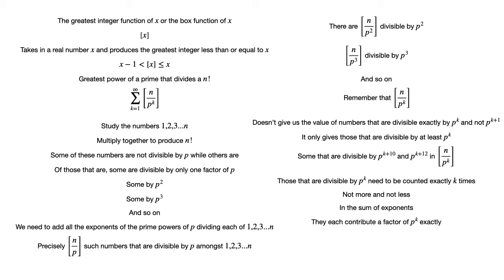Also note that those that are divisible by p to the k need to be counted exactly k times, not more and not less, in the sum of exponents as they each contribute a factor of p to the k exactly. To do this, we need to switch from considering those that are divisible by at least p to the k to those that are divisible by exactly p to the k and not p to the k plus 1.